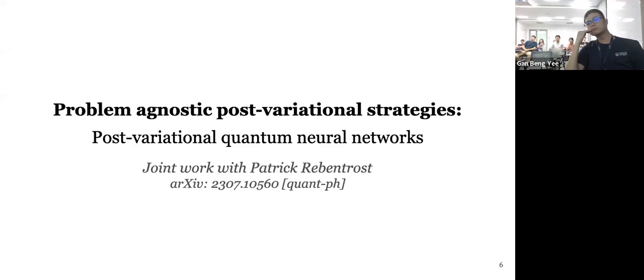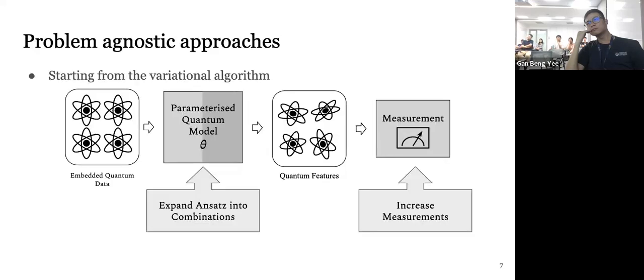For now, I'm going to talk about the first work for today, which is post-variational quantum neural networks. This is a joint work by Patrick Huembeli. For this paper, neural networks are used to learn some unknown model within classical computer science. So in this setting, what we want to deal with is problem-agnostic approaches.